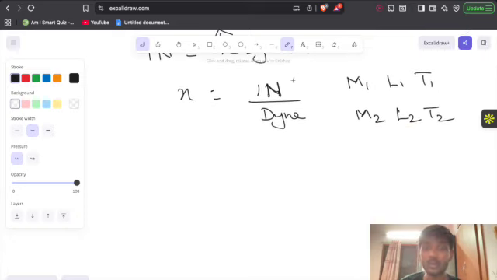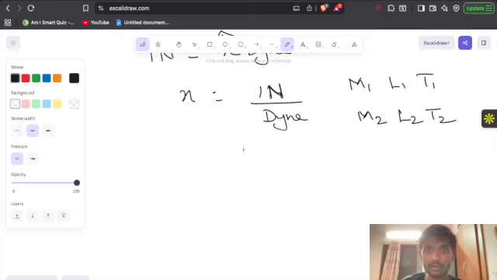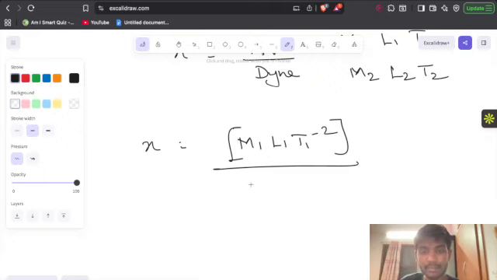Now I know Newton is the unit of force. So I can write the dimension of force in the numerator, and dyne is also force, so I can also write the dimension of force in the denominator. So x is equal to m1 l1 t1 power minus 2, which is the dimension of force in the first system. And then in the dyne system you have m2 l2 t2 power minus 2.